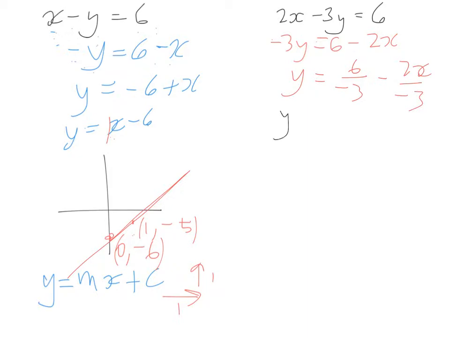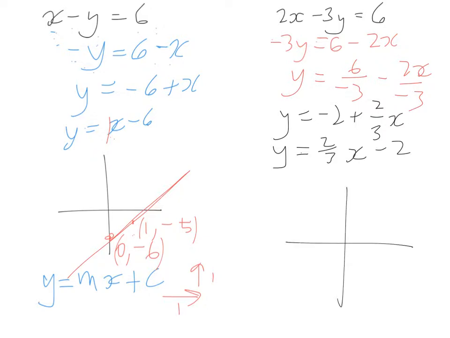So from there, then we simplify it. So we've got y equals 6 divided by negative 3, which is negative 2. Negative 2x divided by negative 3, we have plus 2 over 3x. And then we rewrite that in our y equals mx plus c form. So y equals 2 over 3x minus 2. Okay, so now from there, put in our axes. Now we've got our gradient of 2 over 3, and our y-intercept negative 2.